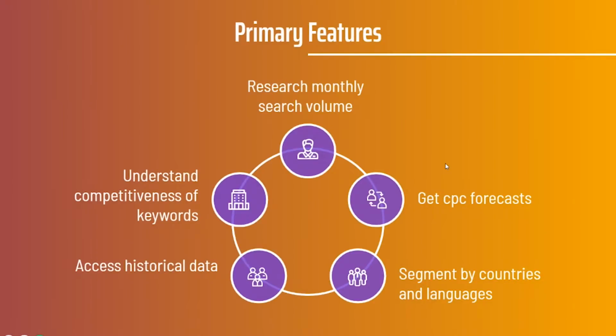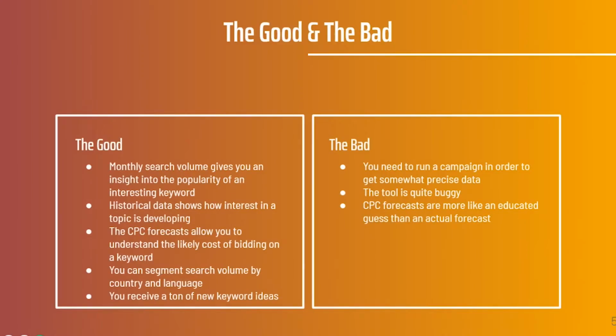Clearly, it has a bunch of really important features, the most important of which, in my opinion, are that it allows you to research monthly search volume. You can also use it to get CPC forecasts. You can also segment by country or language. This is a super valuable tool, especially if you're a local business. Next, you can look at historical data. And the fifth and final primary feature that I think is important is that it allows you to understand the competitiveness of keywords.